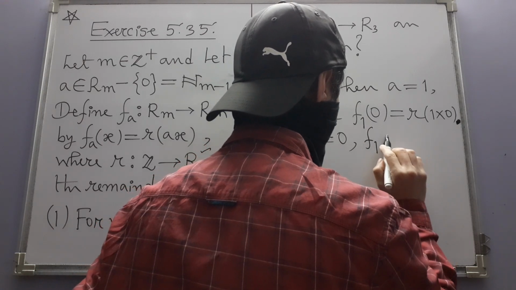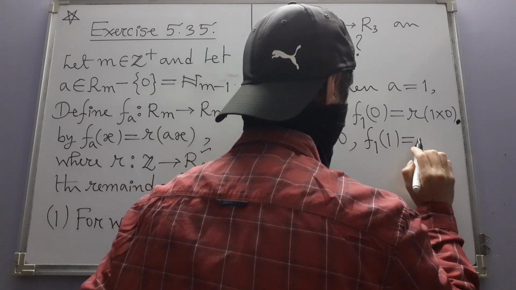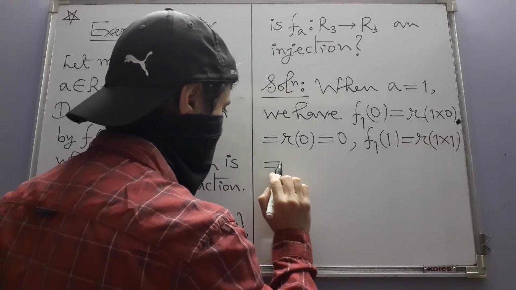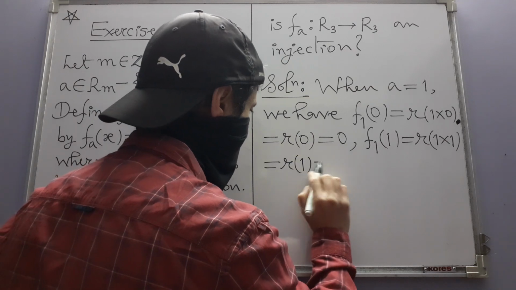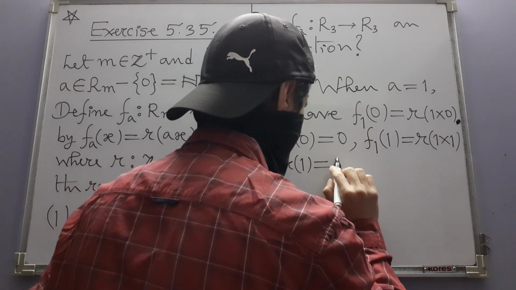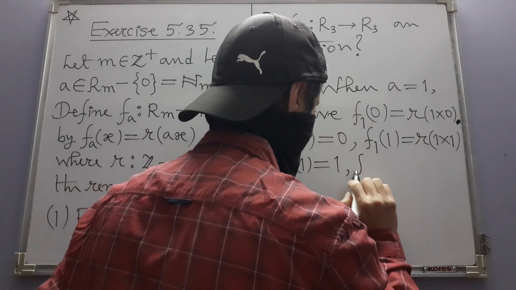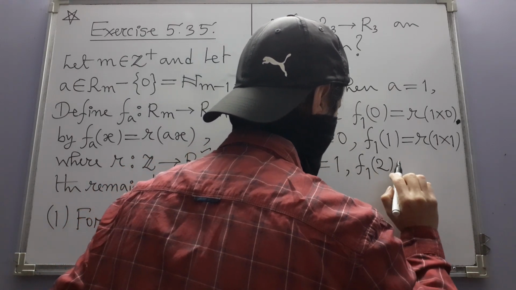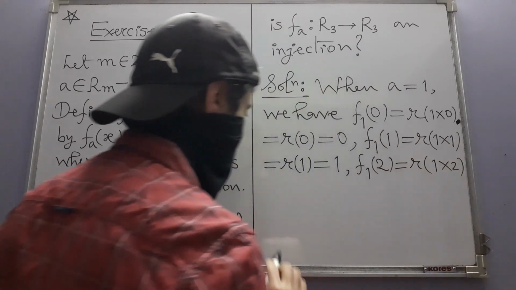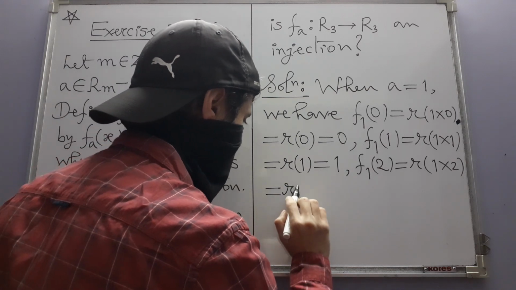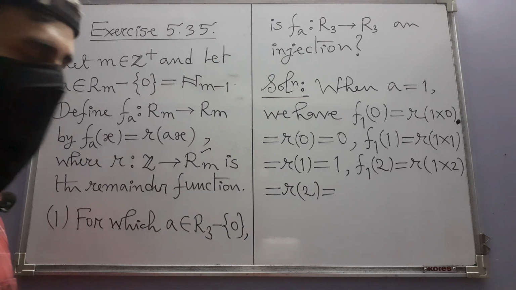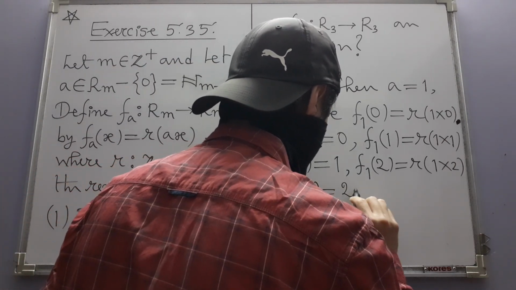Next, f1 of 1 is going to be r of 1 times 1. That means r of 1. Again, dividing 1 by 3, the remainder we obtain is 1 itself. And there is one more, f1 of 2, which is r of 1 times 2. When you divide 2 by 3, the remainder you get is 2 itself, because 2 is non-negative and less than 3.